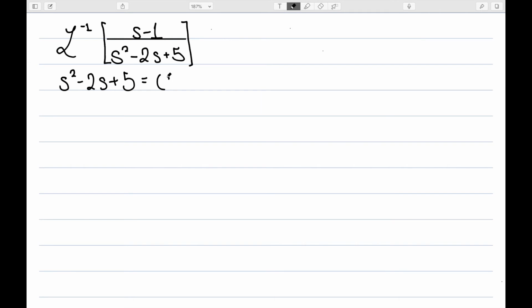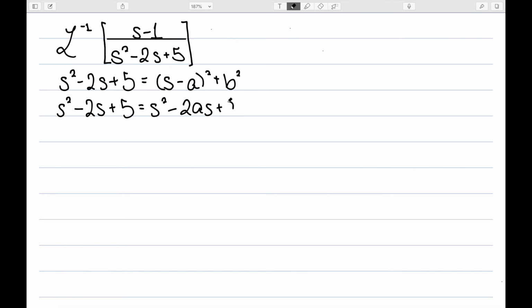And our table tends to write things in the form s minus a squared plus b squared. So this is what we're going to try to write it as. We can expand out this right-hand side. We would have s squared minus 2as plus a squared plus b squared. If I look at my s terms, we have that negative 2 is equal to minus 2a. So that tells me that a is 1.